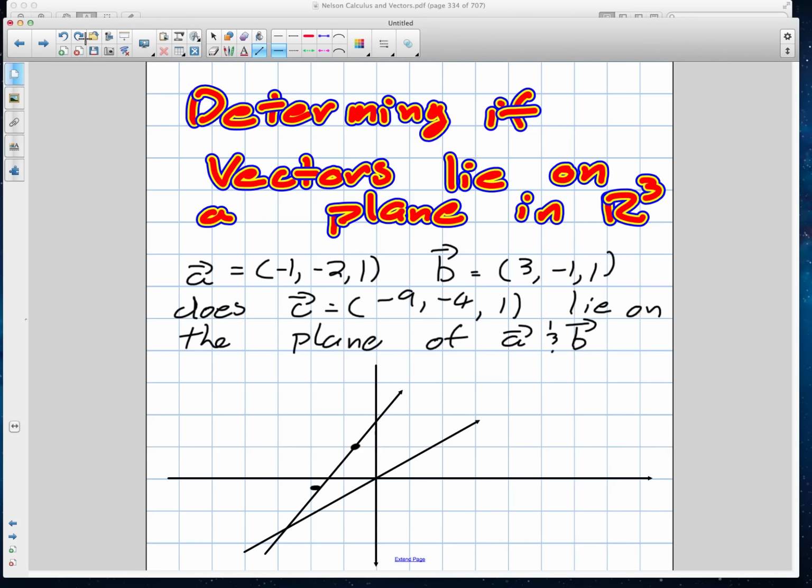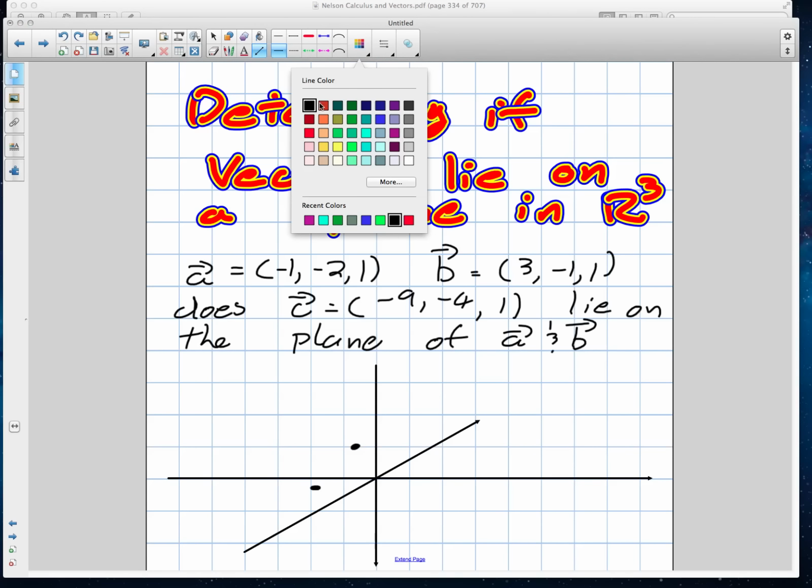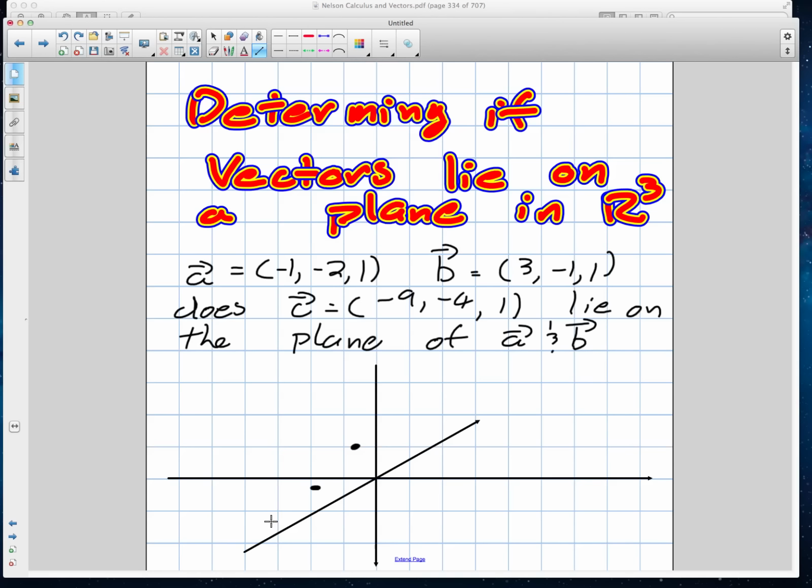So let's do that in another color. We have some plane that's cutting through. It's going like this, and it cuts through everything. So it's this plane that's cutting through all of the 3 dimensions. And what this question is asking is, does this final point here at -9, -4, and 1 lie in this plane?